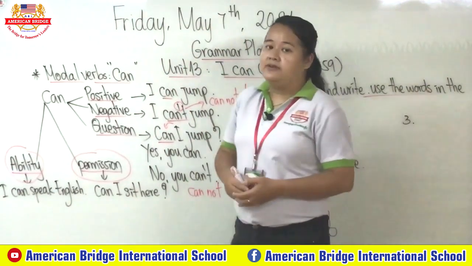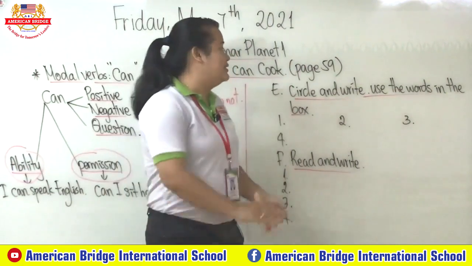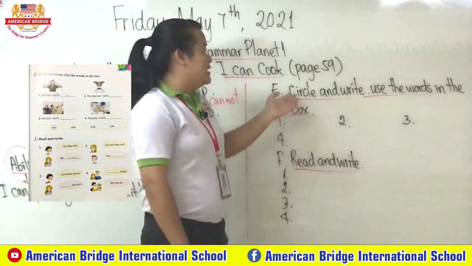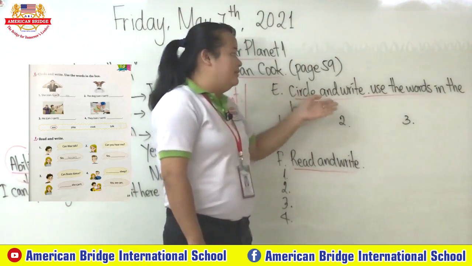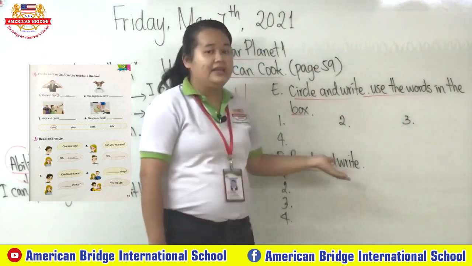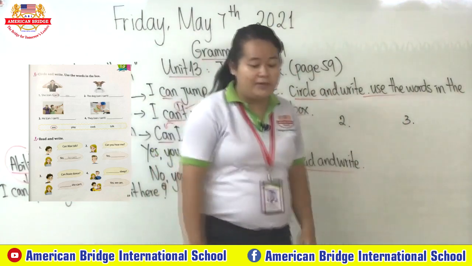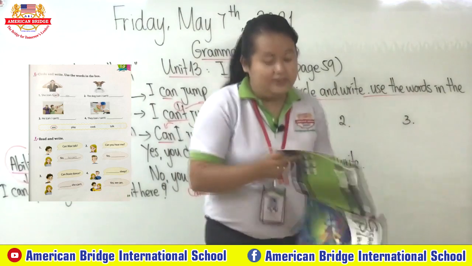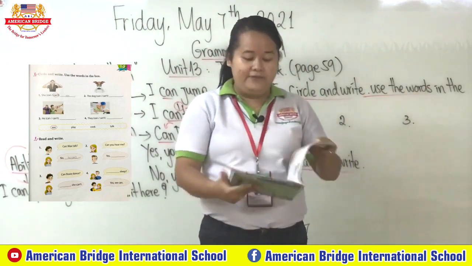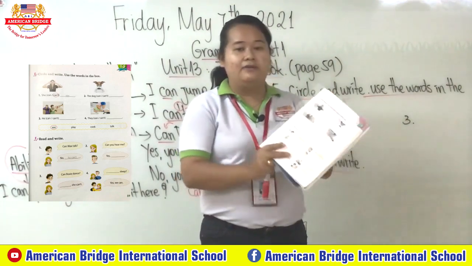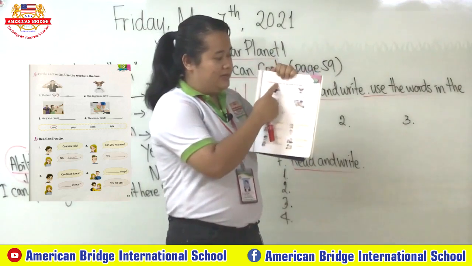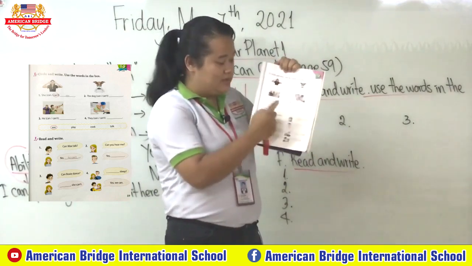Okay, so right now teacher wants you to open your book on page 59 altogether. On our page for today we have two exercises that you need to do: exercise E and exercise F. In exercise E, you need to circle and write, using the word in the box, and in letter F you need to read and write. So now let's open your book with teacher all together. So here is our book for today. You need to open your book on page 59. Here you can see the first one: we need to circle and write, using the word in the box. So where is the word in the box?